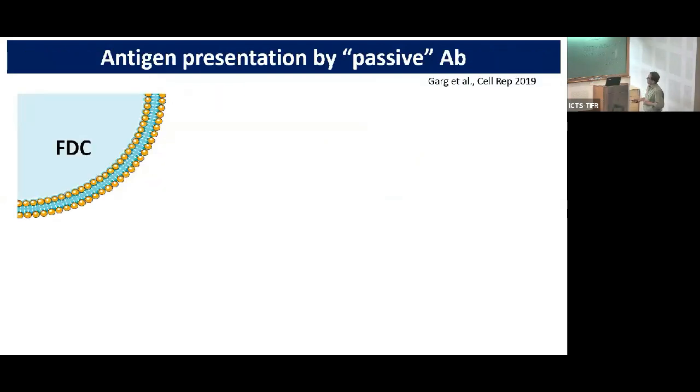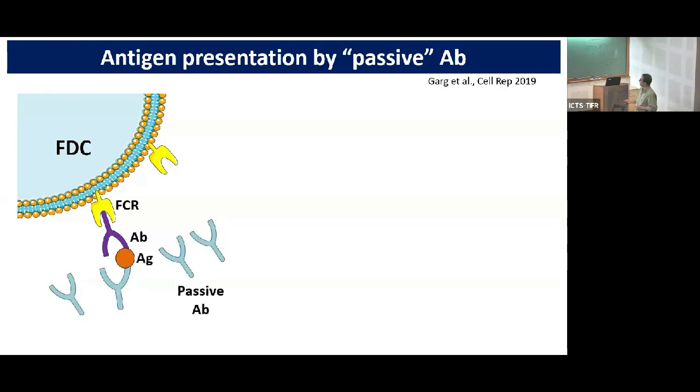What's the actual process there? So antigen presentation by passive antibody is really what goes on. This is an expanded view of the follicular dendritic cell, the receptor of the follicular dendritic cell on which this immune complex, or the antigen antibody complex, is presented. Passive antibodies could come there, and this is just a cartoon.